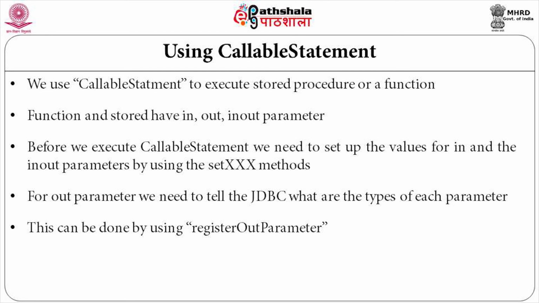The type is an integer which comes from the Types class, java.sql.Types, recollect that we mentioned it at the time of result set metadata. So we have this additional method called registerOutParameter to specify the types for the out parameters. So your steps would be: set up the values for in and in out parameters, use registerOutParameter, then execute. Once the execution is done, the values in the out and the in out parameters need to be read by the Java application.